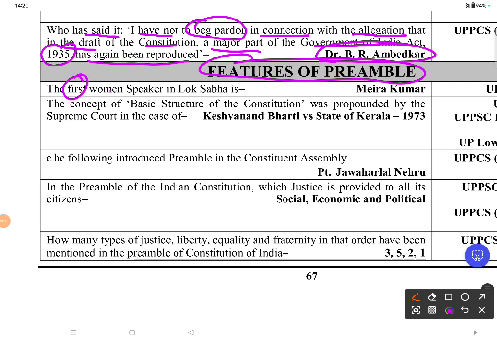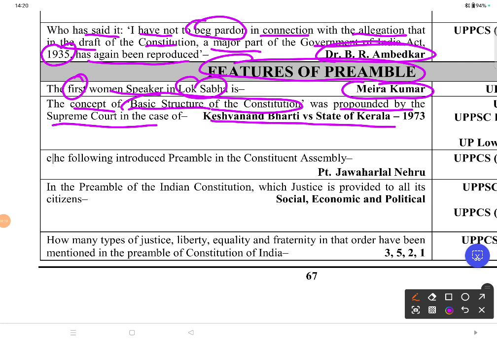The first woman speaker in Lok Sabha is Meera Kumar. The concept of basic structure of constitution was propounded by the Supreme Court in the case of Kesavananda Bharati versus State of Kerala, 1973. The following introduced preamble in the Constituent Assembly, Pandit Jawaharlal Nehru.